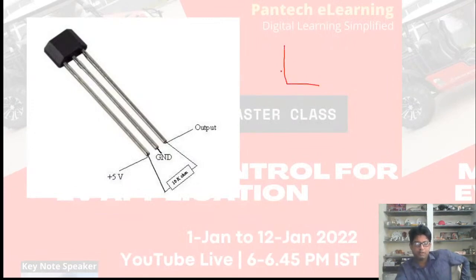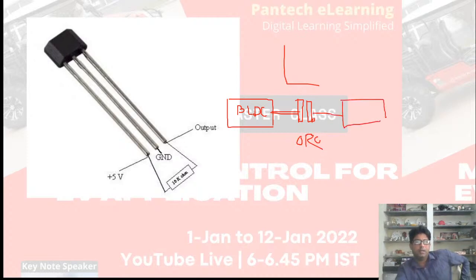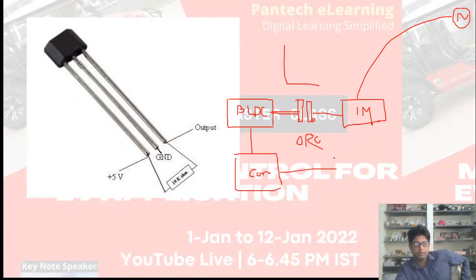You see, this is my BLDC, and in between the BLDC and the induction machine there will be a clutch, called an overrun clutch. Then it is connected to one induction machine, and that induction machine is connected to the grid. This is the controller, plus power electronics. The controller supply is coming from the PV cell, and in between some DC to DC converter is there.